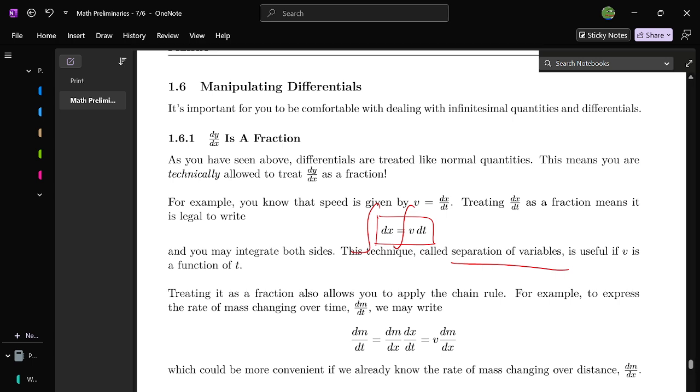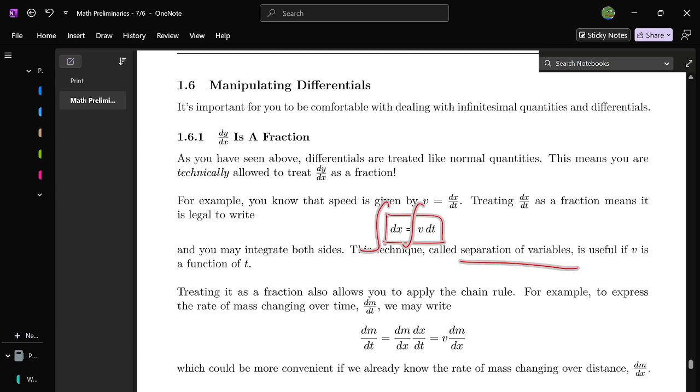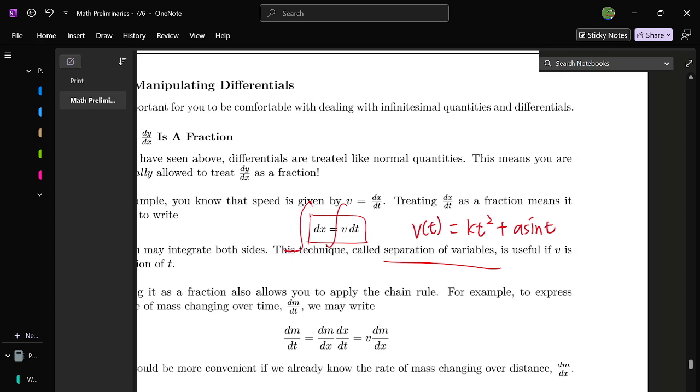This is very useful if you are given v as a function of time. So let's say you're given v as a function of time, let's say some arbitrary function like this or anything you can put there, then this becomes very useful because you can just integrate this and you can find your x as a function of time using this method.